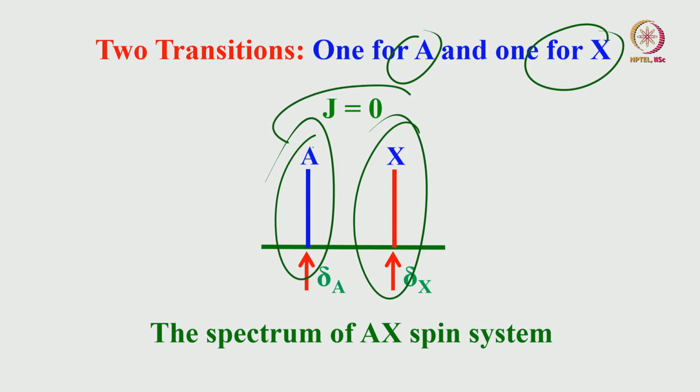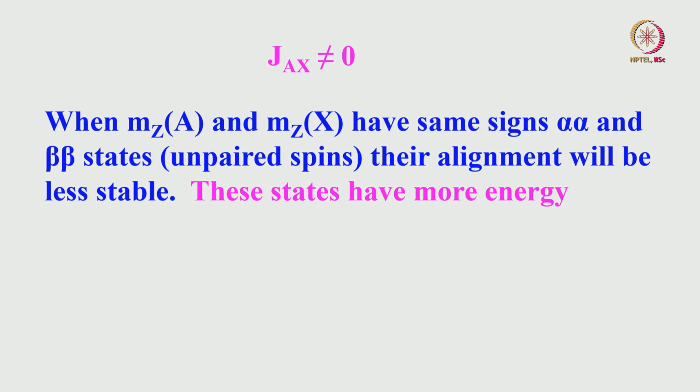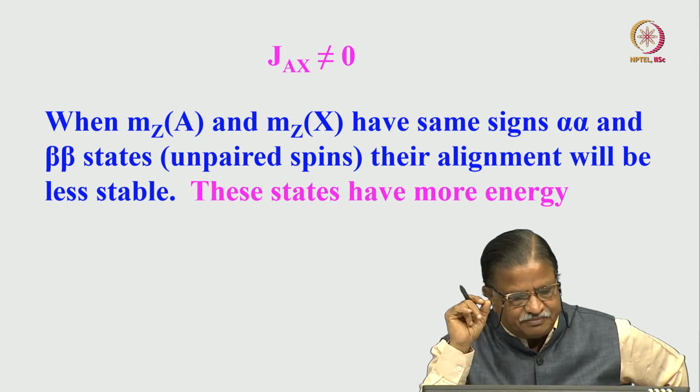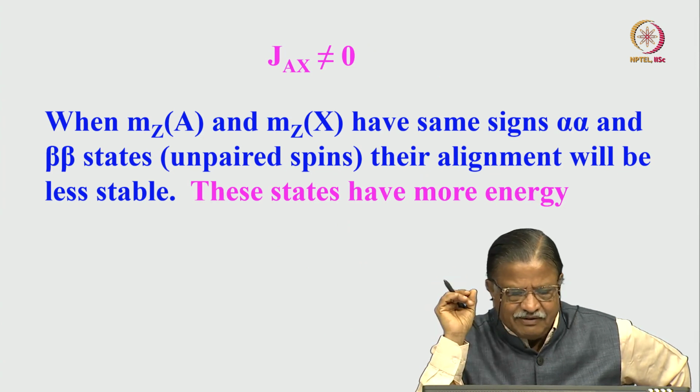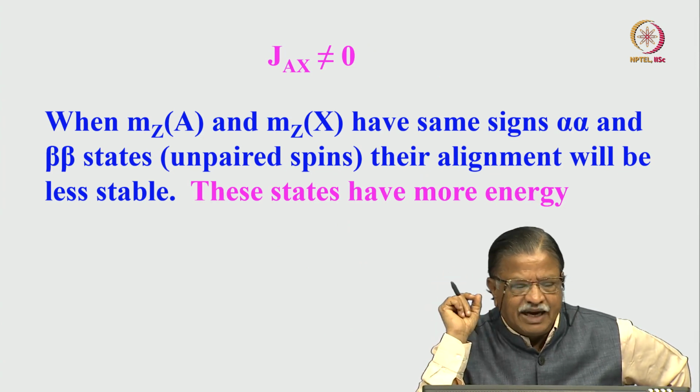This is the situation when the coupling between A and X is 0. This is a simple example. So, when the coupling is 0, as we have been discussing, we get only one peak each. Now consider a situation where JAX is non-zero, or take it as positive, whatever it is, non-zero, positive or negative, we will worry later.